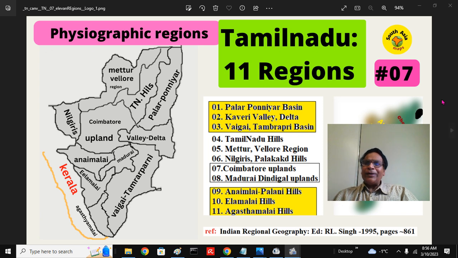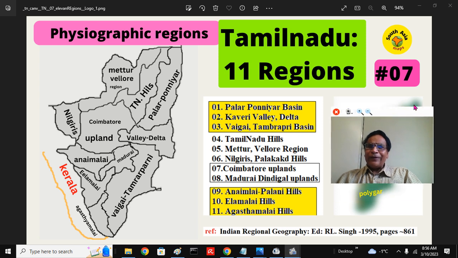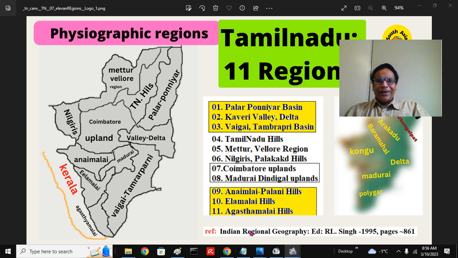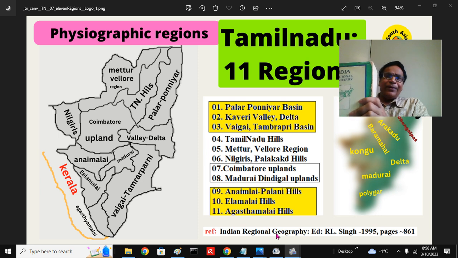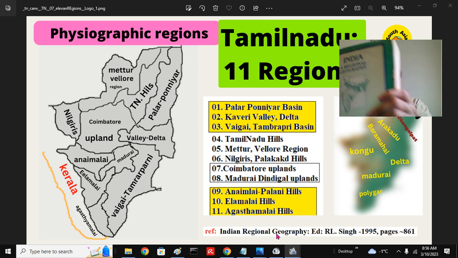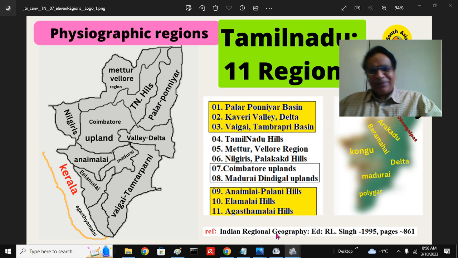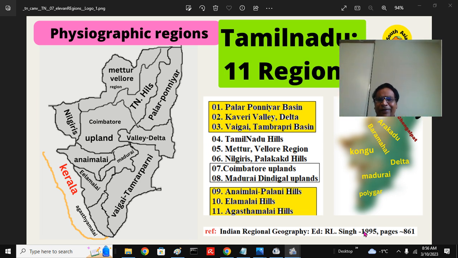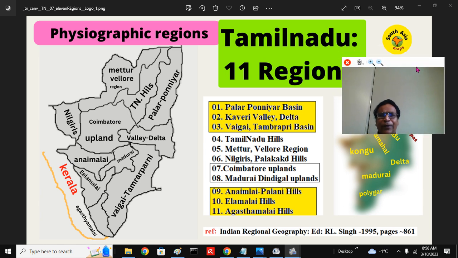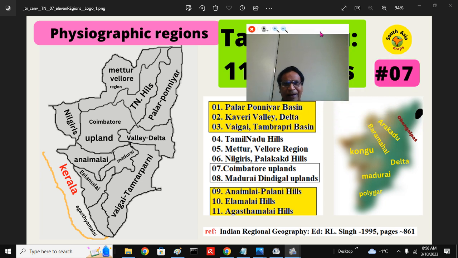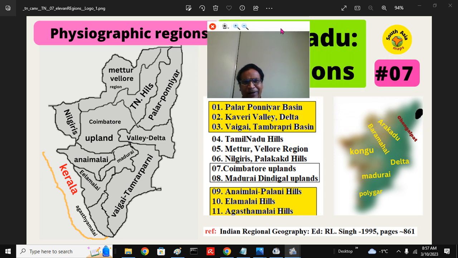That is the 11 geographic regions of Tamil Nadu, physiographic regions. The information I have mostly taken from a standard reference, Indian Regional Geography, a very good book. I have read it many times, and you can go and look at it for further detail. It was published in 1995 and republished, with the relevant material around page 861. I have taken certain basic information there and added my own understanding from other sources.